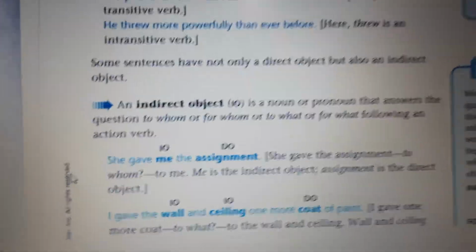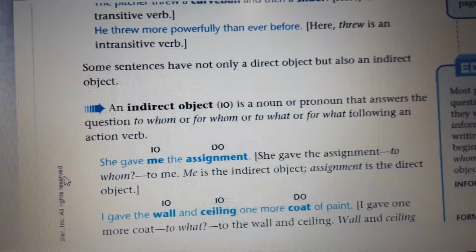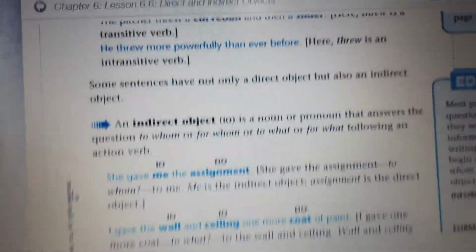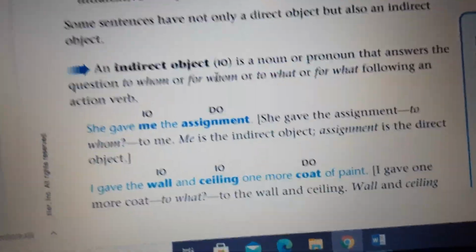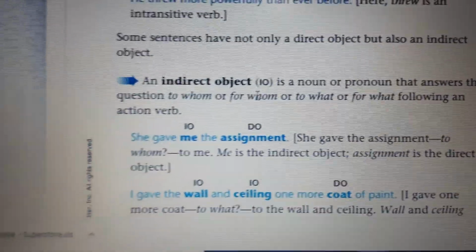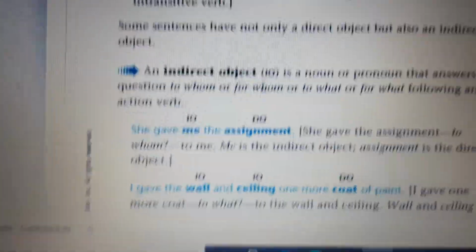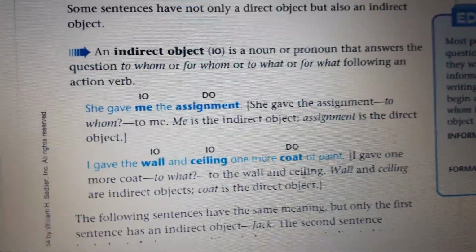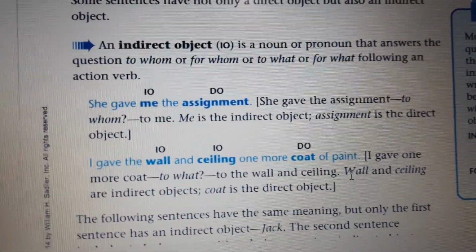She gave to me. This is the answer. To me. To whom? To me. This is an indirect object. The assignment. The what? Yes, so assignment here, this is the direct object. And I gave the wall and the ceiling one more coat of painting.